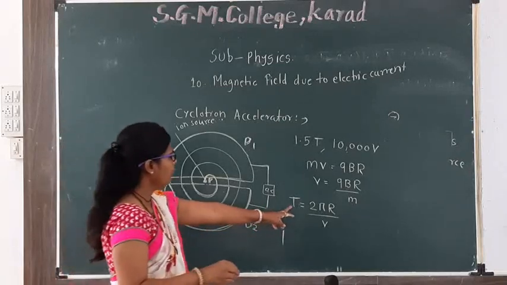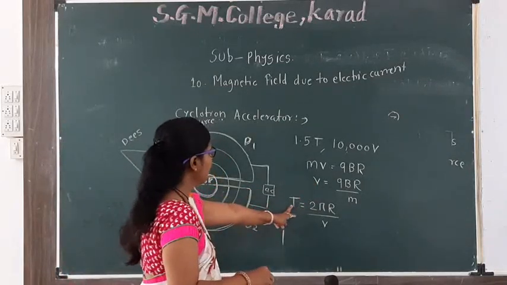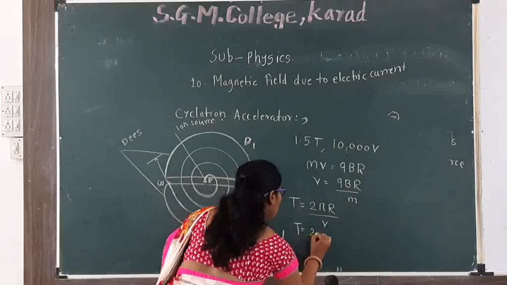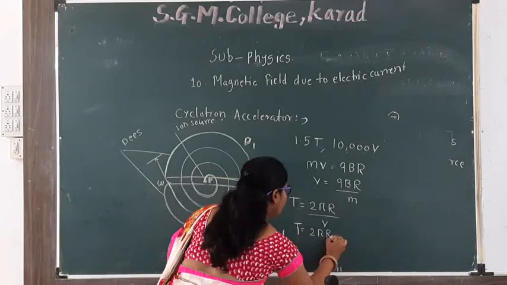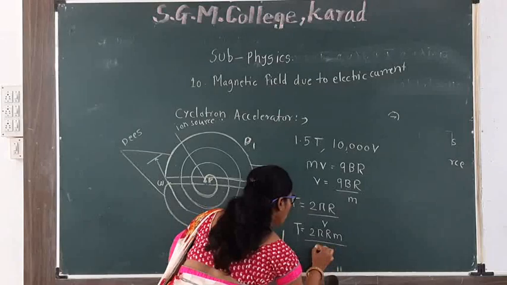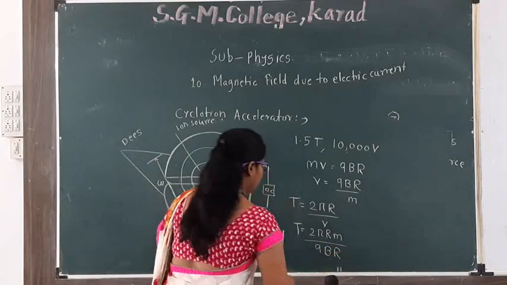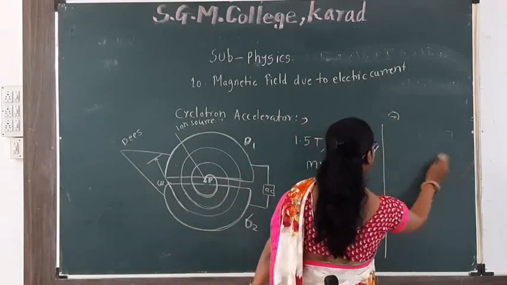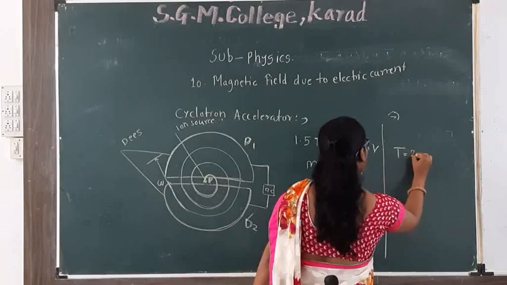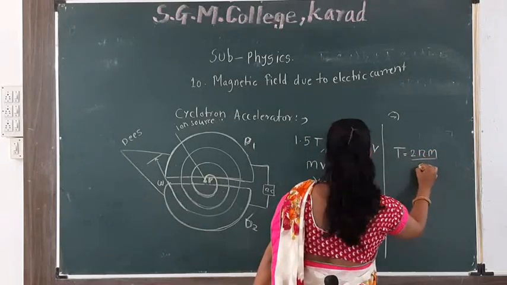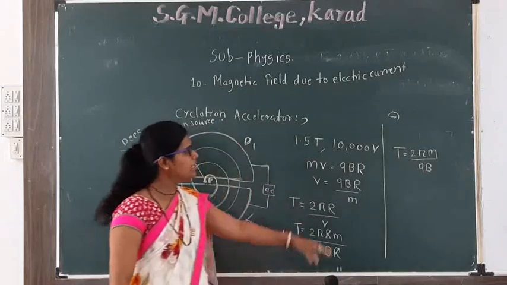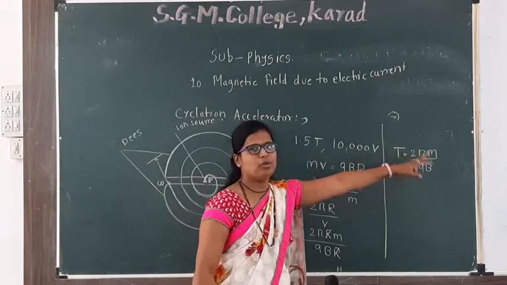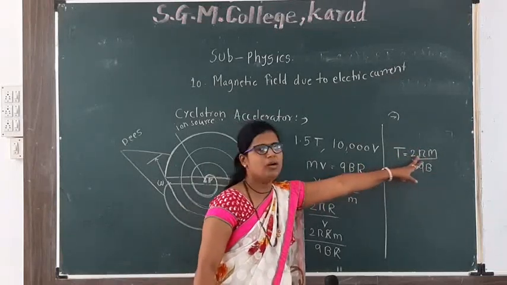Substituting the value of v, we get T is equal to 2 pi r m upon QBR. Now r cancels, so T is equal to 2 pi m upon QB. This equation represents the total time period for a complete revolution.